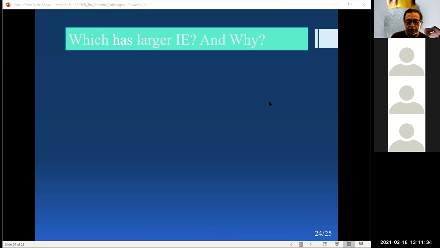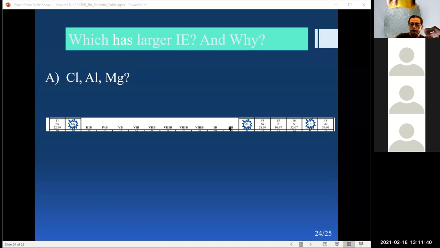A couple of questions here. They're asking you, which has the higher IE and why? We've got three elements here: chlorine, aluminum, and magnesium. To answer that question, we have to find them in the periodic table. When we do that, we see that they're all in the same period, period number 3. So we're going across the periodic table.